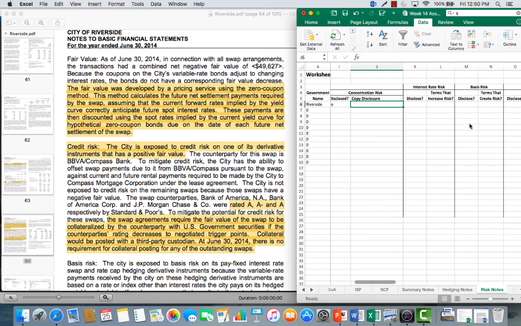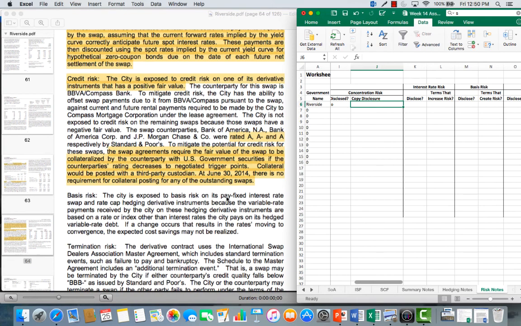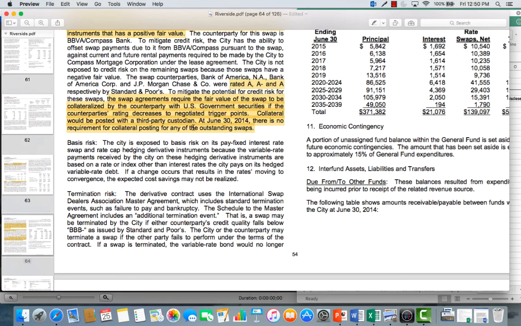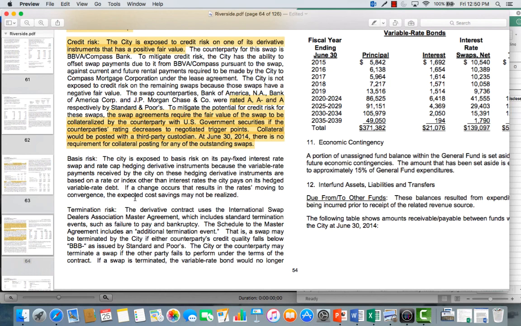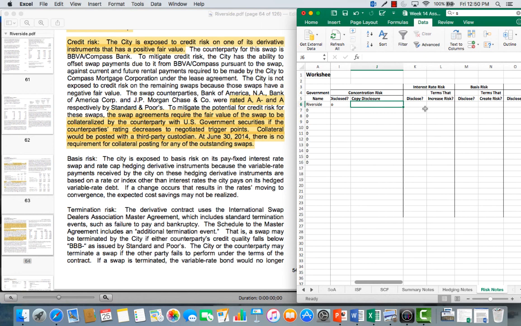The next type of risk is interest rate risk, and if you look at here, they list basis risk, termination risk, but nothing about interest rate risk, so the presumption again is that they're not exposed to it. We're not here to be judgmental, just to say whether they've disclosed it or not. If they do disclose interest rate risk, they have to disclose the terms that increase that risk, and so I would ask you to identify whether they have or not, but since they don't disclose, you don't have to put anything in there at all.